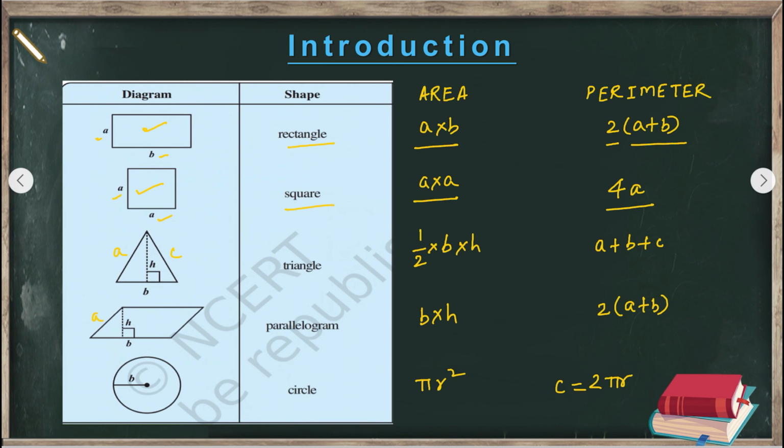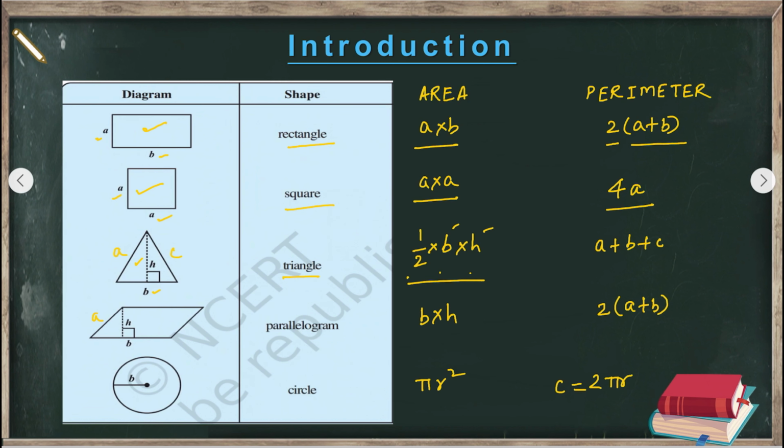Next we have a triangle. In this figure, B is representing its base, or you can say side B, while H is the perpendicular height of the triangle. Then the area of a triangle is given as half into base into height, half into B into H. B is representing the base and H is representing the height of the triangle. So if you know the height of any triangle, you can find its area using this formula.